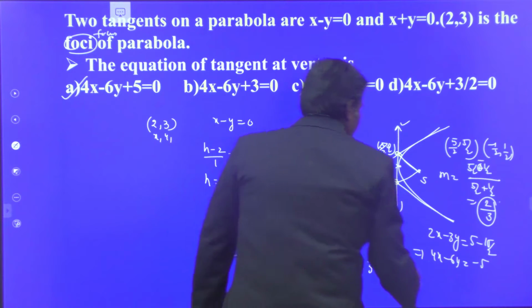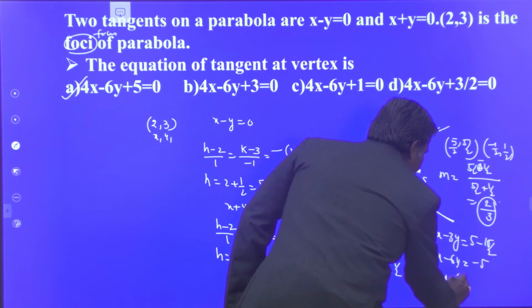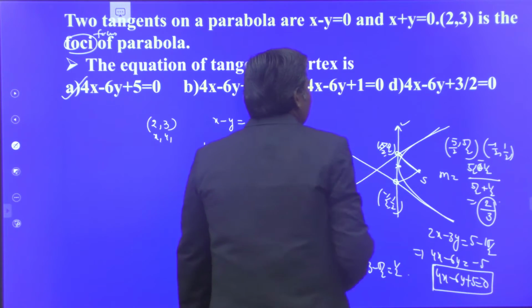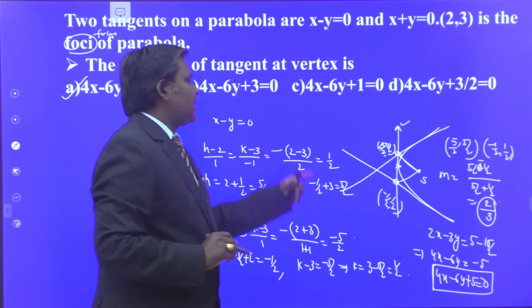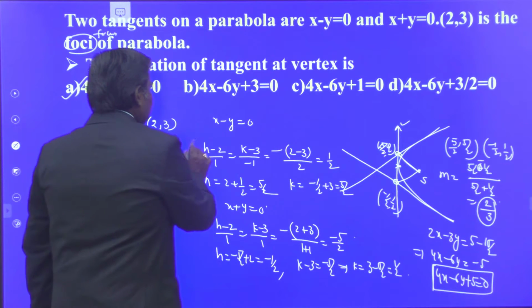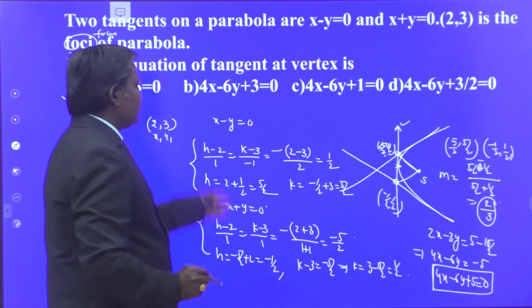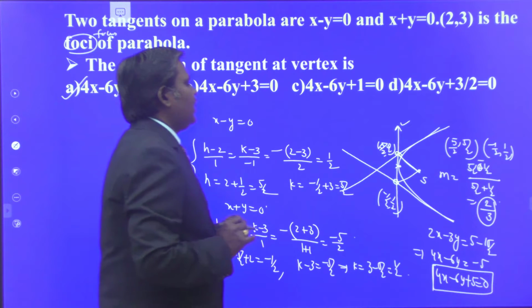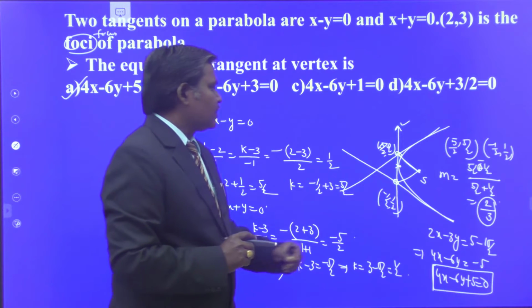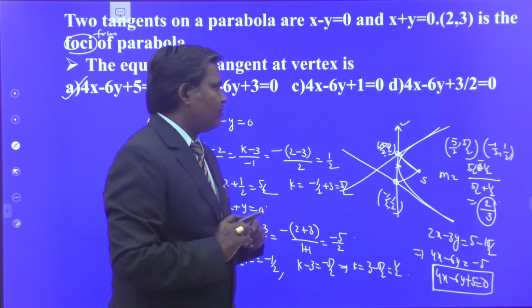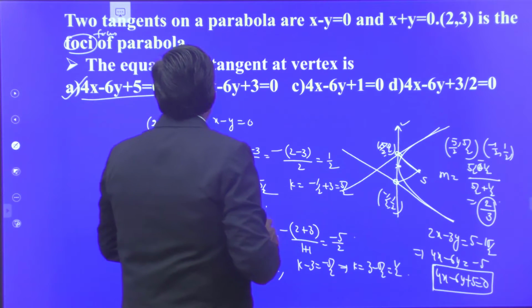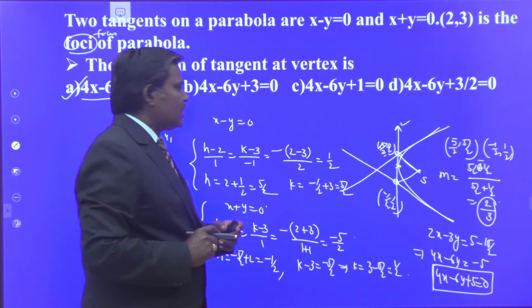This is the first option: 4x minus 6y plus 5 equal to 0. This is the equation of the tangent at vertex. So the idea is the only important thing here. Finding the foot of the perpendicular drawn from a point to the lines is very easy for everyone. The one and only idea is that the locus of the foot of the perpendicular drawn from the focus to any tangent gives the tangent at the vertex. That is the one and only concept. So what is the answer? The equation of tangent at vertex is 4x minus 6y plus 5 is equal to 0.